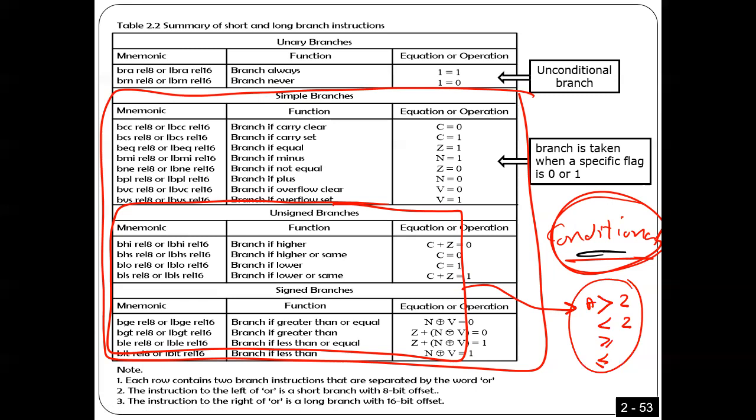Is that okay? So here what I'm saying, these branches are used if your numbers are unsigned, and these branches are used if your numbers are signed. And these branches are used in case of greater, if you want to make it something like greater, less, greater than or equal, less than or equal.